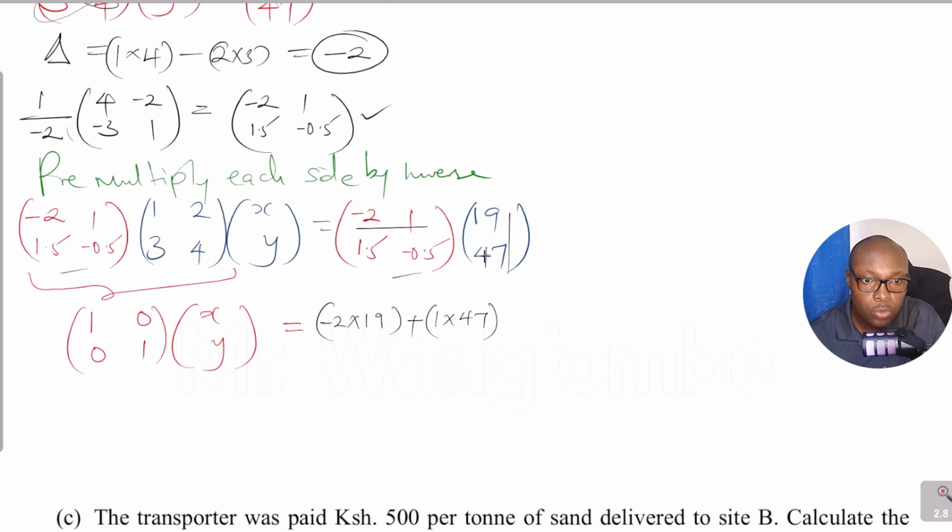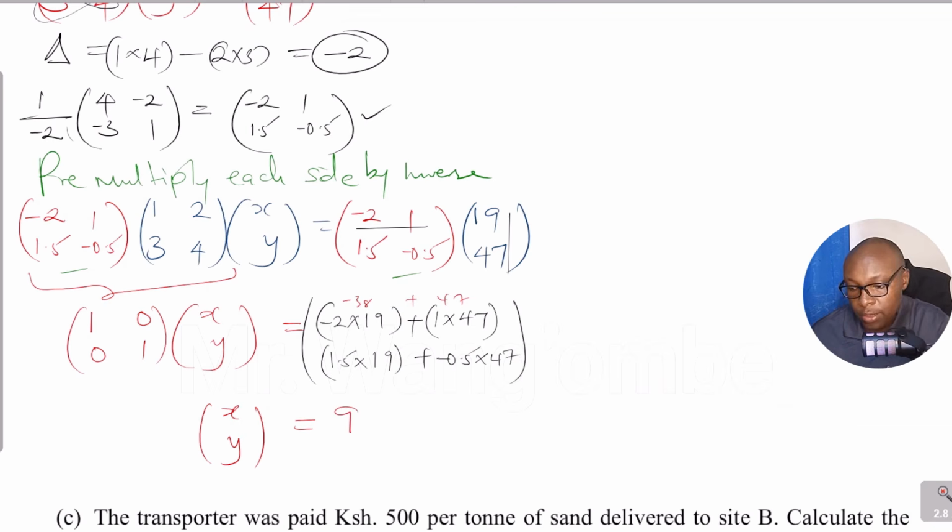Then go to row 2, then add column 1.5 times, this 1.5 times 19, then plus -0.5 times 47, like that. So now, I just mentioned this, that when you multiply the left hand side, the identity matrix, by xy, you simply get xy, because the identity matrix has no effect. Then for this one, this will give -38 plus 47, and this will be 9.